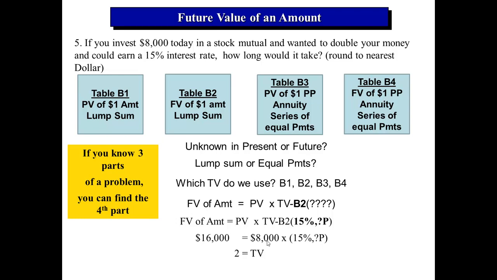So we're going to go across the interest rate to 15%, and we're going to see that 15% for 5 periods is 2.011, and 15% for 4 periods is 1.749. So I would say that if we wanted to double our money, go from 8,000 to 16,000, and our interest rate was 15%, that's going to take us just a little bit less than 5 periods, or you could say probably about 5 periods. So 5 years would be the answer. So that's the end of our lesson.